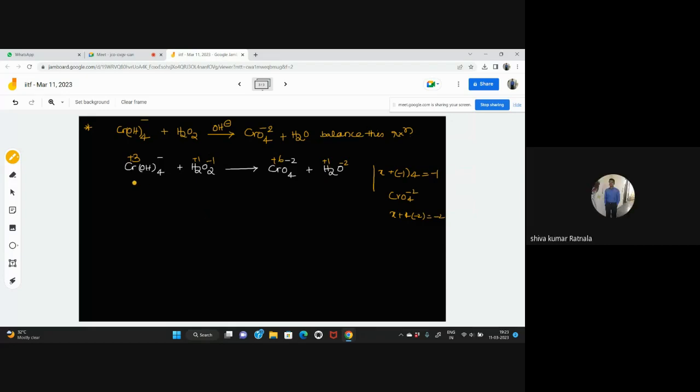Now where do we find the change in oxidation state? Chromium is oxidation and oxygen is reduction. From minus 1 to minus 2 is gain, so that is a reduction. And this is plus 3 to plus 6, which means loss, so oxidation. Let me take the oxidation half.